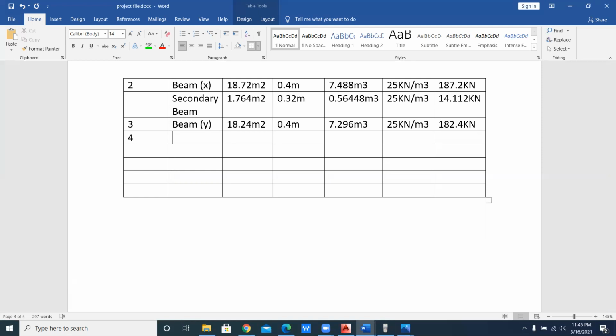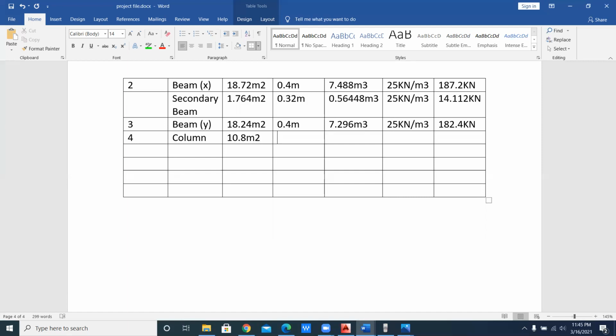Now what is your 4? That is column, I think so. We can say that it's column. So for any kind of structure, you can calculate this easily for the column. For the column the area is 10.8. I remember that it is 10.8 meter square.